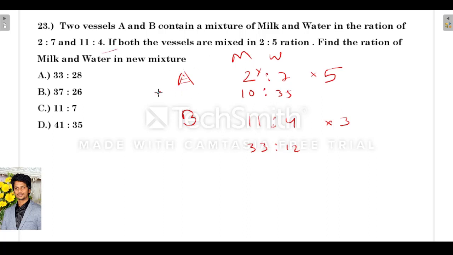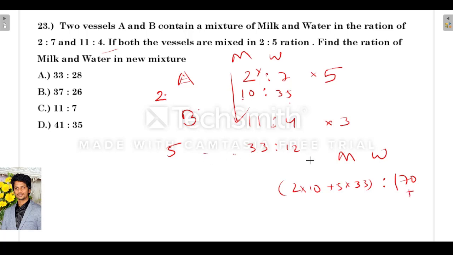Now they are telling they are mixed in 2 is to 5 ratio. Find the ratio of milk and water in the new mixture. So the new ratio will be 2 into 10, this is milk, right? So 2 into 10 plus 5 into 33 is to 2 into 35, which is 70, plus 5 into 12, which is 60. So 2 tens are 20 plus 165, 185 is to 130, which is 37 is to 26.